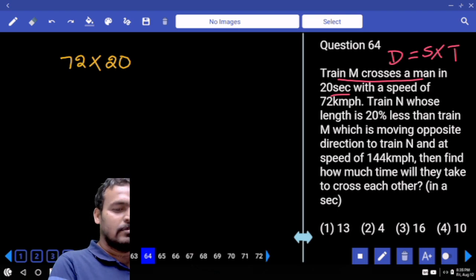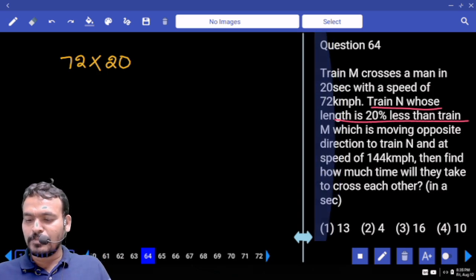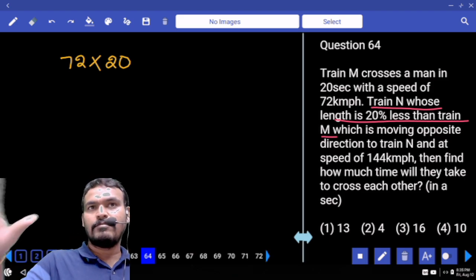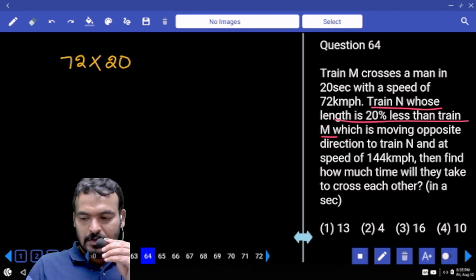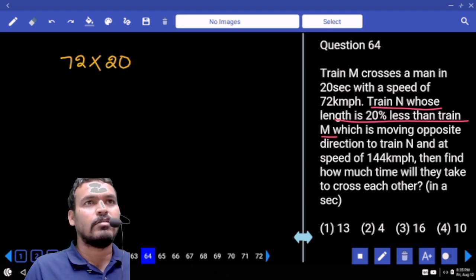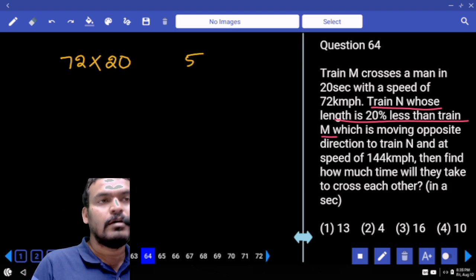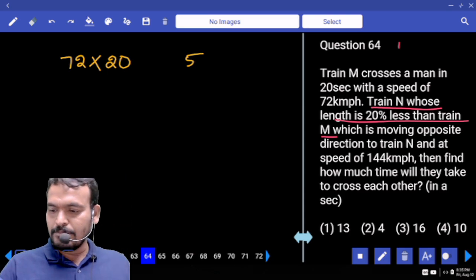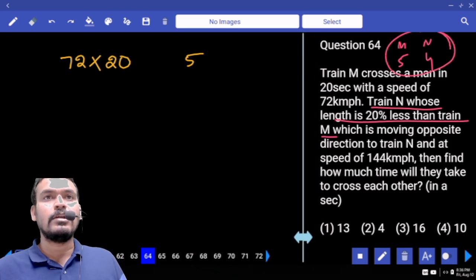72 into 20 seconds. Next, the second one: train N, whose length is 20% less than which one? Train M. Means train M length is 5 parts, train N is how many parts? 4 parts or not? 20% less means it is 1 by 5, or not? Out of 5 parts, 1 part is less, means M is how many parts? 5 parts or not? N is how many parts? 4 parts. M comma N: M is 5 parts length, N is 4 parts length or not?